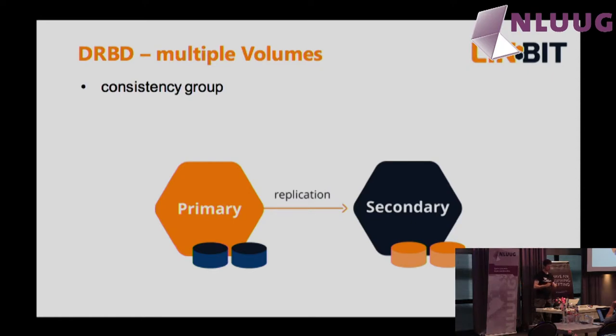That is mostly used, for example, if you have a database and you have database data and database log on different volumes, you would always like to have them in a consistent state. So when replication of the log stops, replication of the actual data should stop at the same point. That's the idea behind consistency groups. And that's why we don't just think about volumes, or only think about resources.